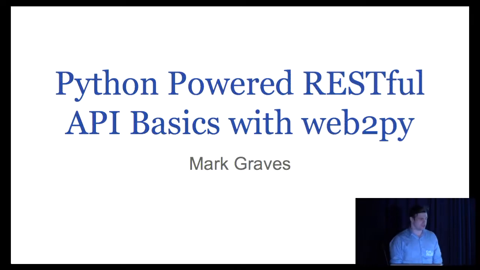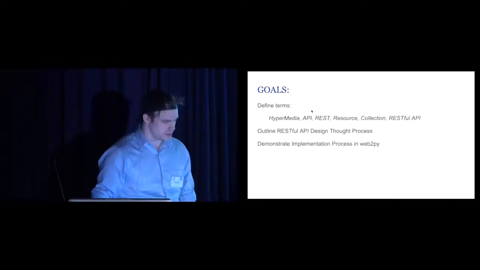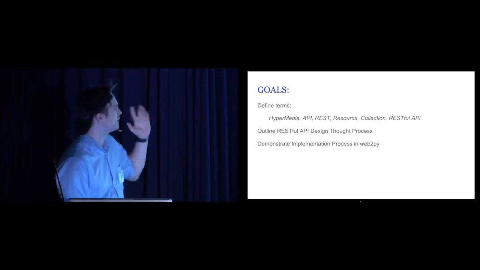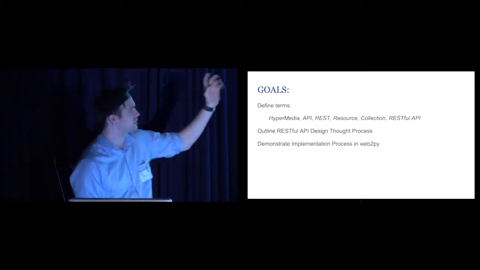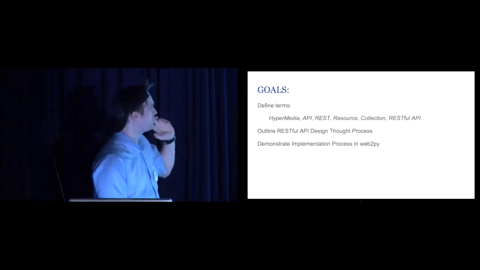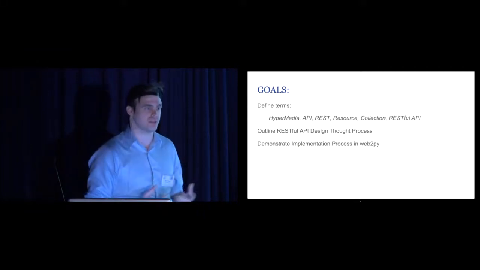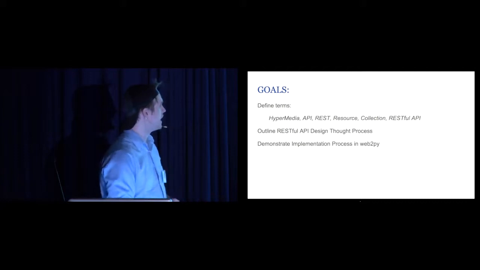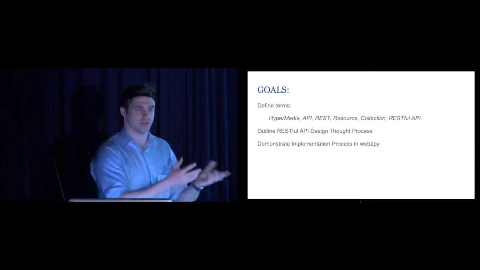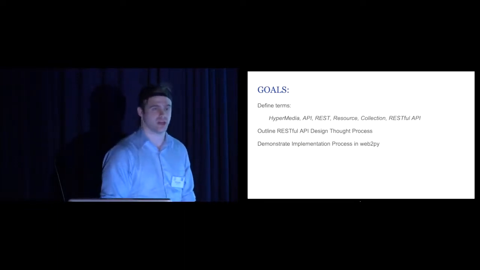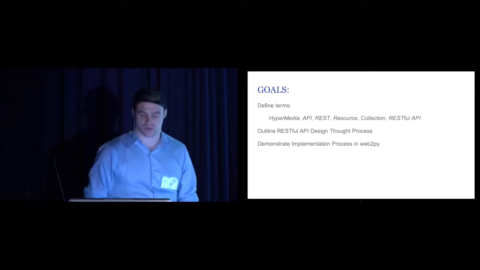So this is Python-powered RESTful API basics with Web2py, and I am Mark Graves. So let's first talk about some goals. The goals for this talk are to define some terms primarily first: Hypermedia, API, REST, resource, collection, RESTful API. Then we're going to go over the RESTful design, the RESTful API thought process. So what is this whole REST thing? What is an API? Why do we use it? And then how do we actually come up with that given we have a circumstance? And then why do I use Web2py, and how do I use Web2py in order to make that a very rapid process?